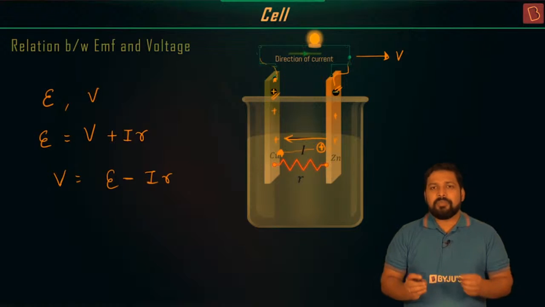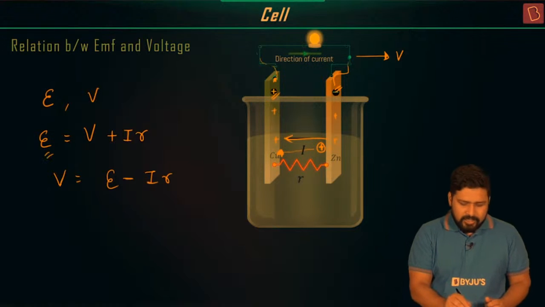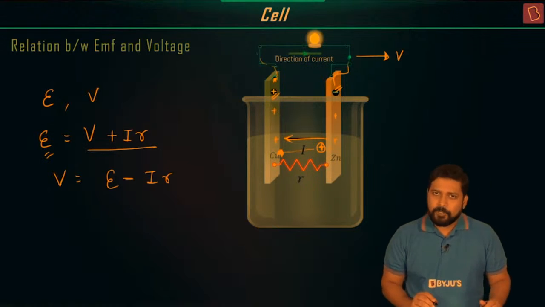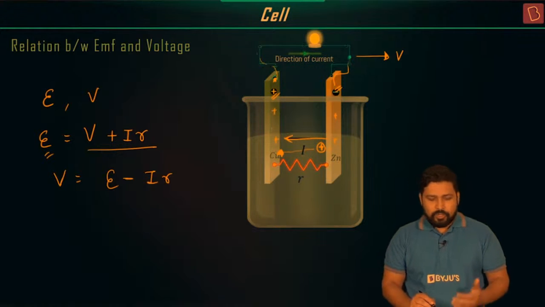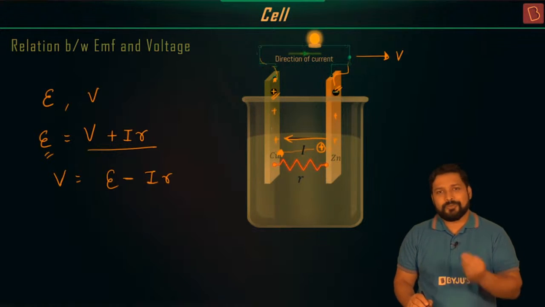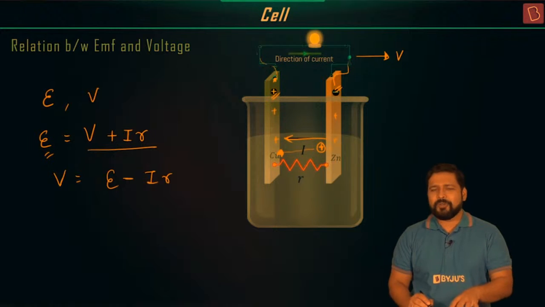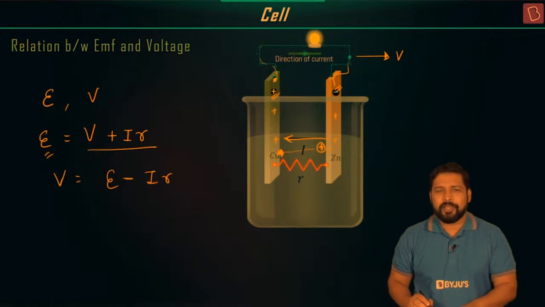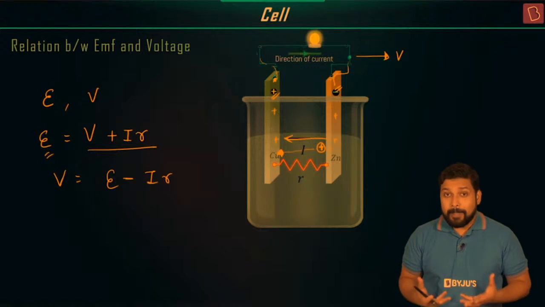V is equal to E minus IR, or you can write E is equal to V plus IR, whatever it is. If you want, you can also use Kirchhoff's rule. I'll show you even by Kirchhoff's rule, don't worry. Just giving you a feel of what happens.